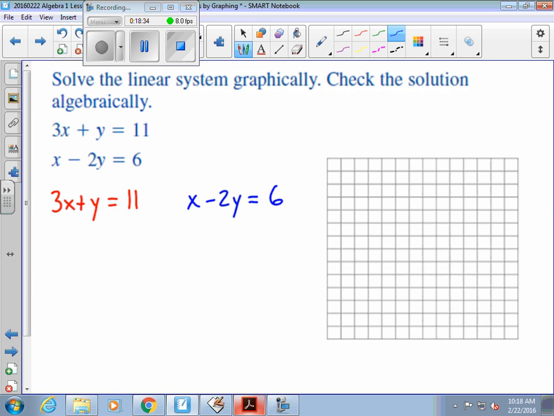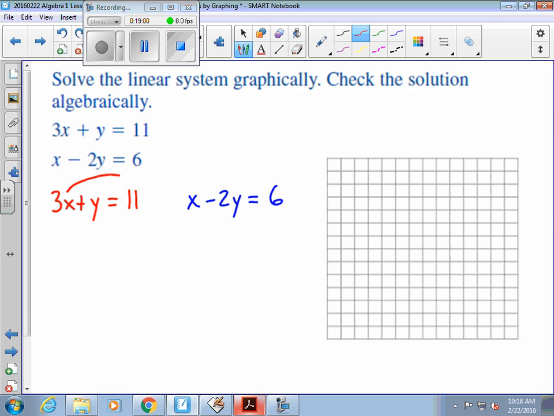Step number 1 tells us to write each equation in a form that's easy to graph. Standard form, for most people, unless it's nice and neat, is not an easy form to graph in, where you can use the intercepts. Standard form usually falls a little short. 3x plus y equals 11. The easiest form to get this one in to graph it is slope-intercept form, y equals mx plus b.